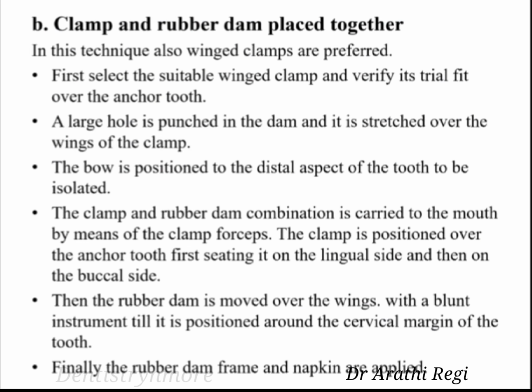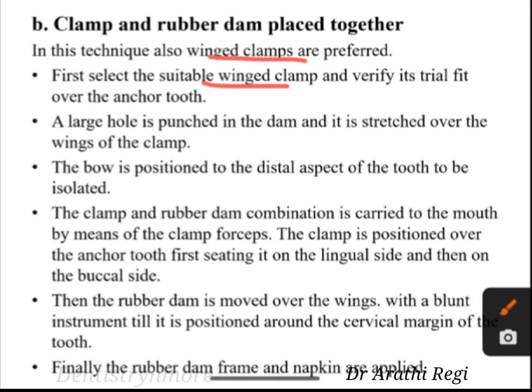Now the clamp and the rubber dam are placed together. So here winged clamps are used. A suitable winged clamp is selected, and also a large hole is punched in the dam and it is stretched over the wings of the clamp, and the bow is positioned first on the distal aspect of the tooth. After that, in combination, it is carried to the mouth by means of a forceps. Then the rubber dam is moved over the wings. After that, it is positioned around the cervical region of the tooth, and finally frame and napkin are applied.